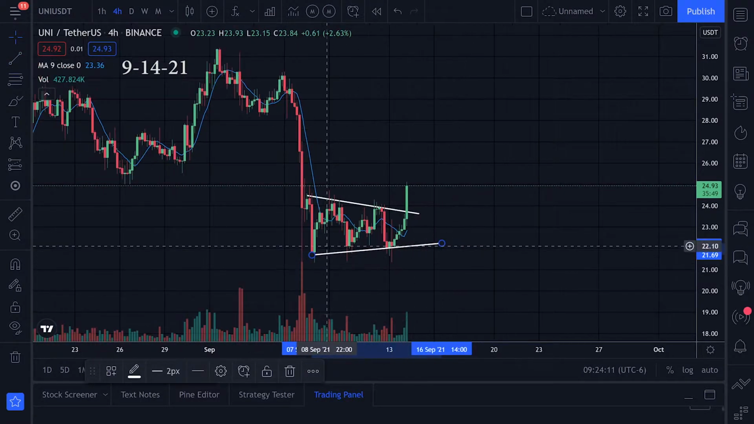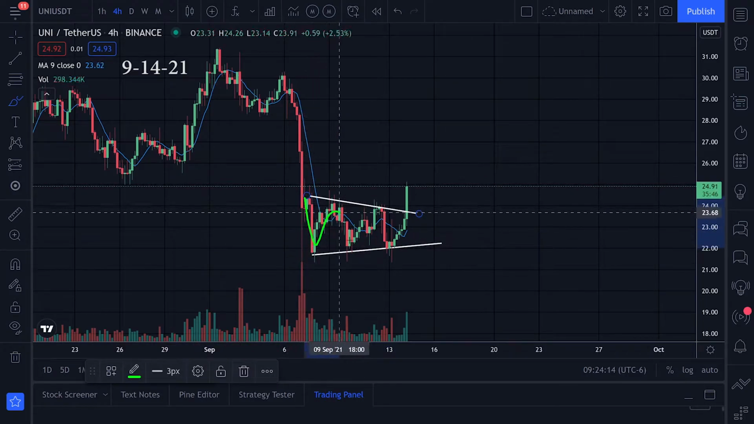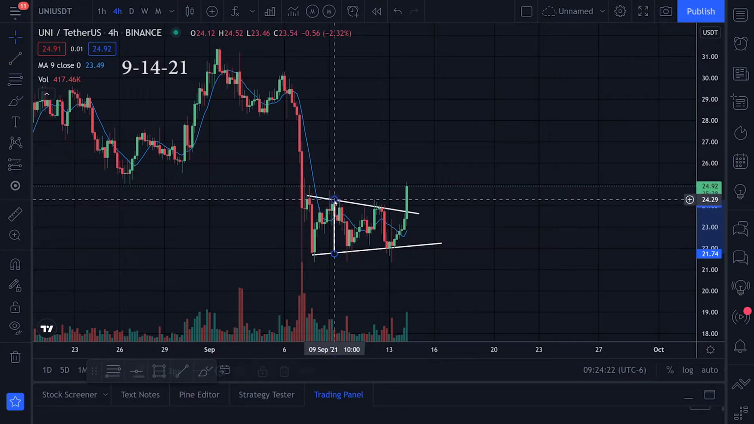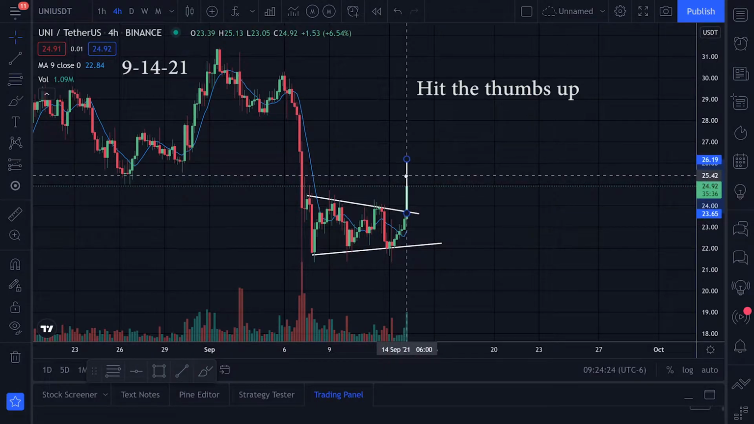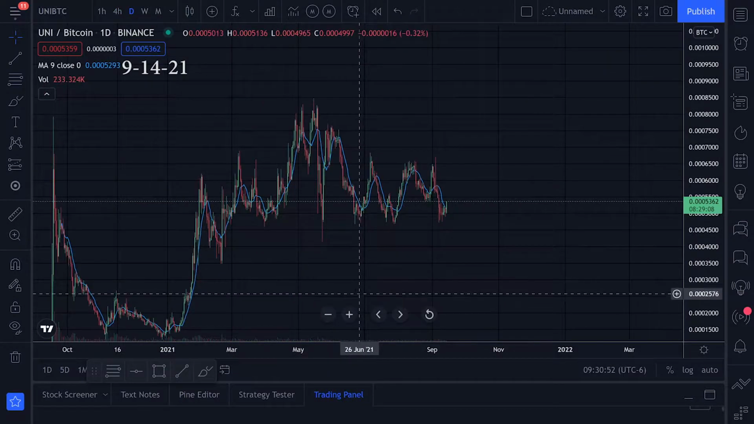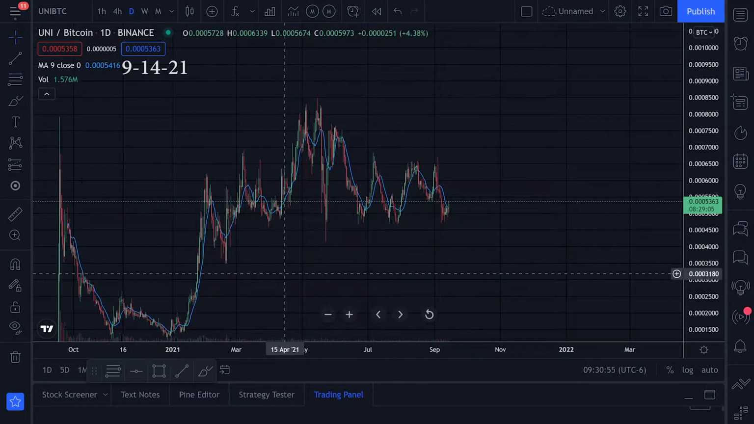We're on the 4-hour time frame. Looks like a channel pattern going something like that. We got a breakout to the upside right there. What I'm doing right now is targeting from the top to the bottom of this wedge right there, dragging that to the breakout, and I'm looking at a target of approximately 26.19.